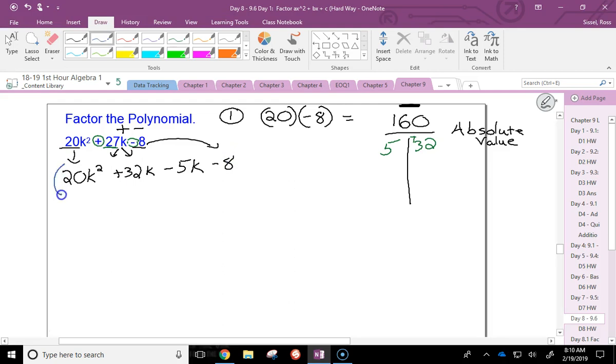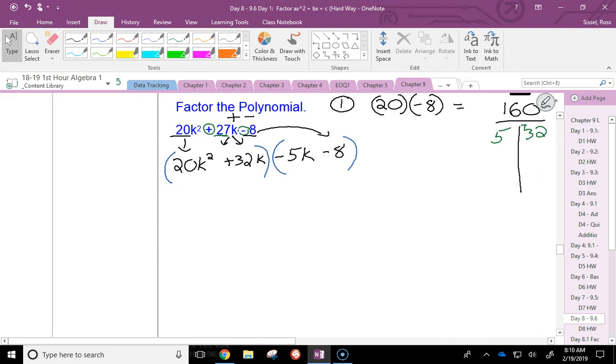When we group these, there's going to be something special I want to make sure we do right. What is common between 20k squared and 32k squared? 4k. Awesome. 4 goes into both 20 and 32, and we can take a k out. So that'll give me 5k plus 8. Which means the other one, when we simplify, should come out to, okay, is there anything common between negative 5k and negative 8? We have to always pull something out, and we want this first term in standard form to always be positive. So we will pull out that negative 1.